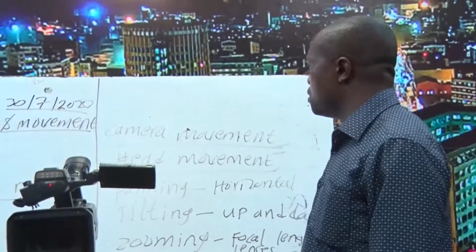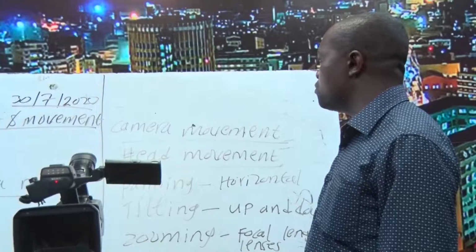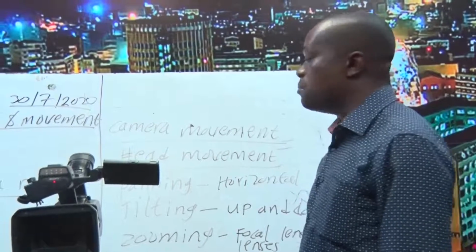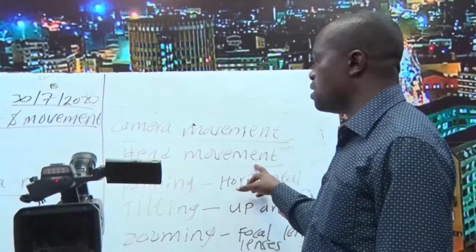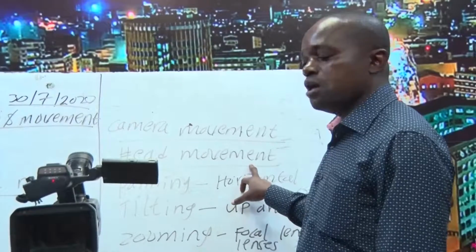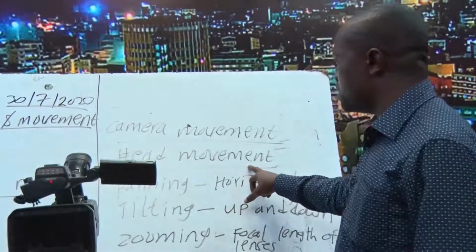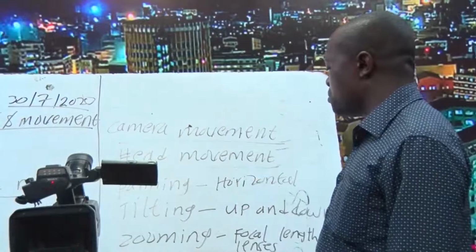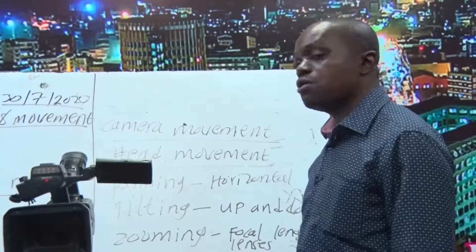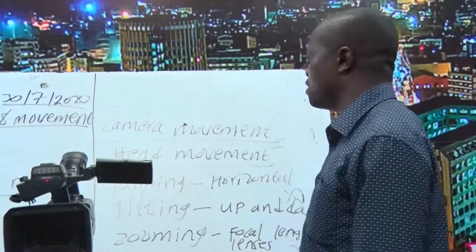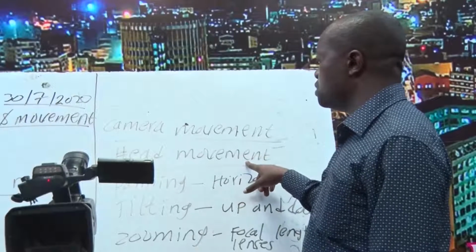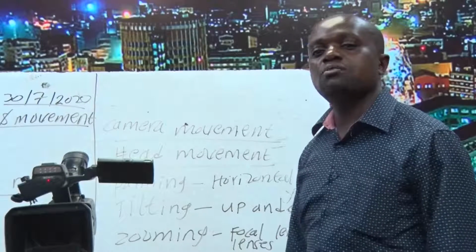First of all, we are going to demonstrate what is camera movement. We have two main types of camera movement. We have camera head movement, whereby you're moving the camera without necessarily moving the tripod, or else you have what is called camera mount movement, whereby you're moving the camera from one place to another. And when you're discussing camera head movement, you have three main types.